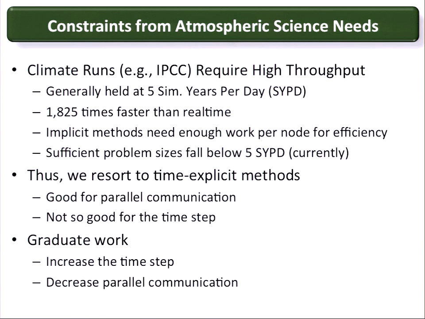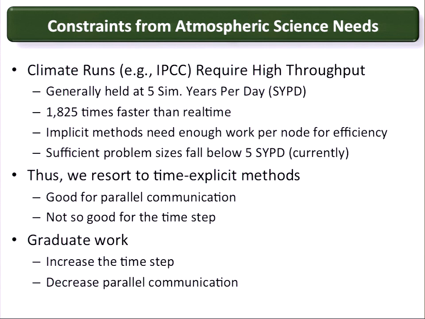So the problem with an implicit method for the global climate models is you need a lot of work per node to get the efficiency to scale it to 100,000 cores. And the problem with that is those problem sizes don't finish in 5 simulated years per day. So currently, I would love to see an implicit method actually scale out to give us the throughput we need. Eventually, the time step's going to kill us, but for now, we get more science out of time-explicit methods.